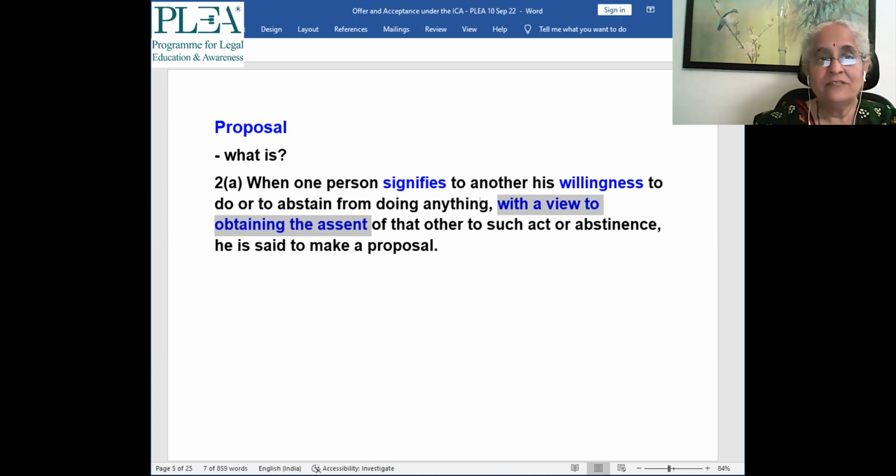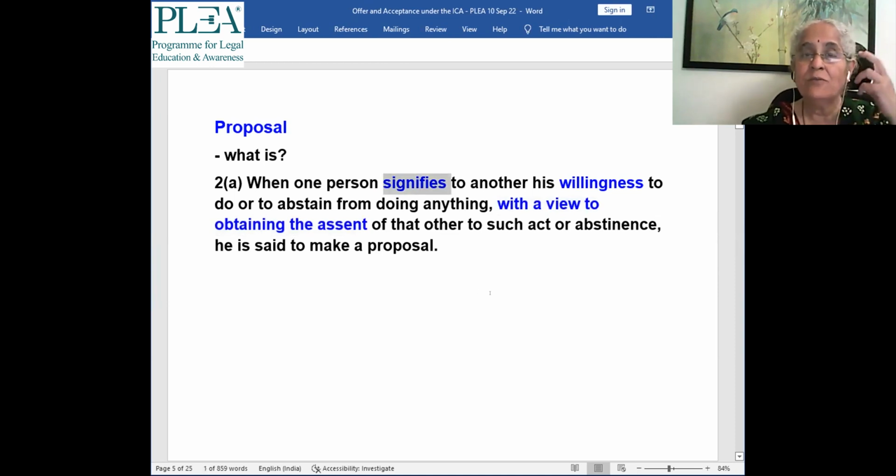So this part is very important. I am trying to analyze all the requirements of an offer with reference to this definition. And signifies indicates the communication. It is to be stated. You don't keep it in your mind. You have to indicate it. That is the meaning of the word signifies.